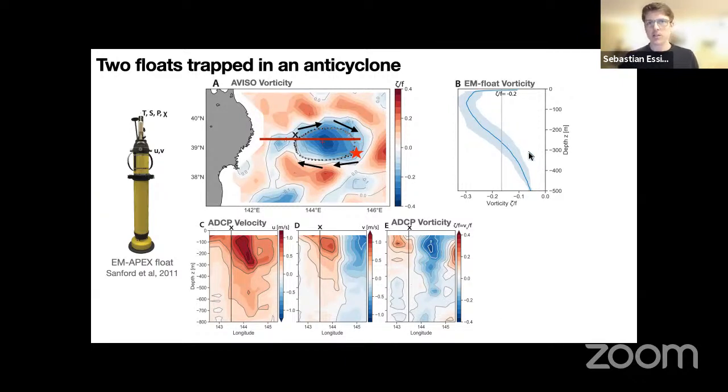These observations from the float are also verified by ADCP measurements that were taken from shipboard measurements at the red line. The eddy was very strong, and the surface velocities were about 1 meter per second. So the floats were traveling at the velocity maximum radius.